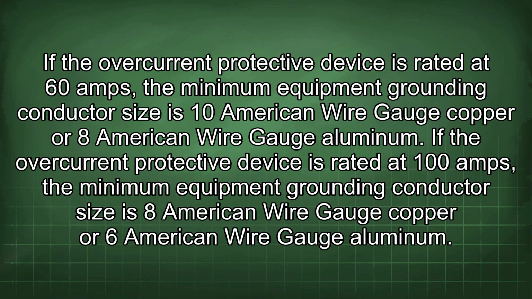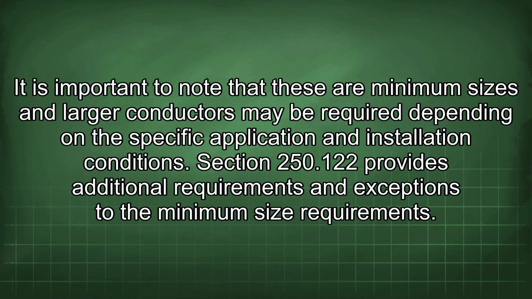If the overcurrent protective device is rated at 60 amps, the minimum equipment grounding conductor size is 10 American wire gauge copper or 8 American wire gauge aluminum. If the overcurrent protective device is rated at 100 amps, the minimum equipment grounding conductor size is 8 American wire gauge copper or 6 American wire gauge aluminum. It is important to note that these are minimum sizes and larger conductors may be required depending on the specific application and installation conditions. Section 250.122 provides additional requirements and exceptions to the minimum size requirements.